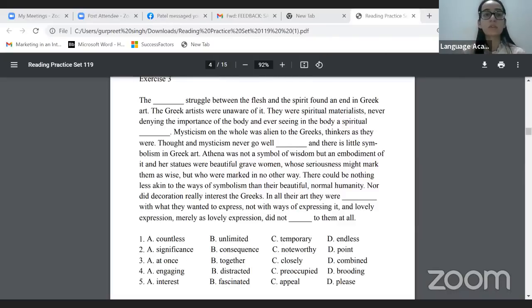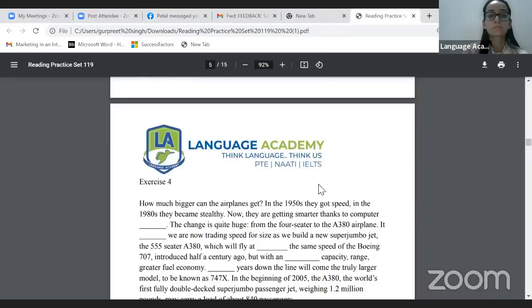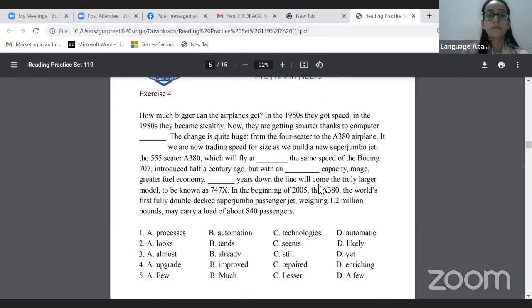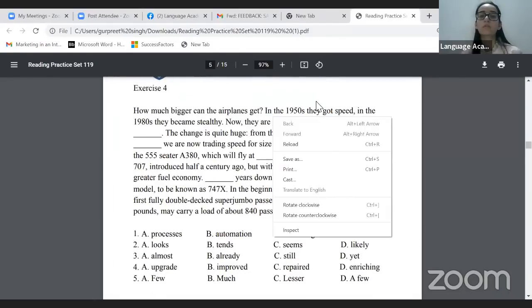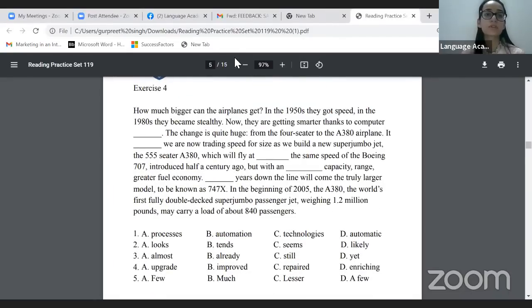Try to note down, Manisha, when we are having the explanation. So you have your question number four on the screen. 2.5 minutes to post your answers for this one.